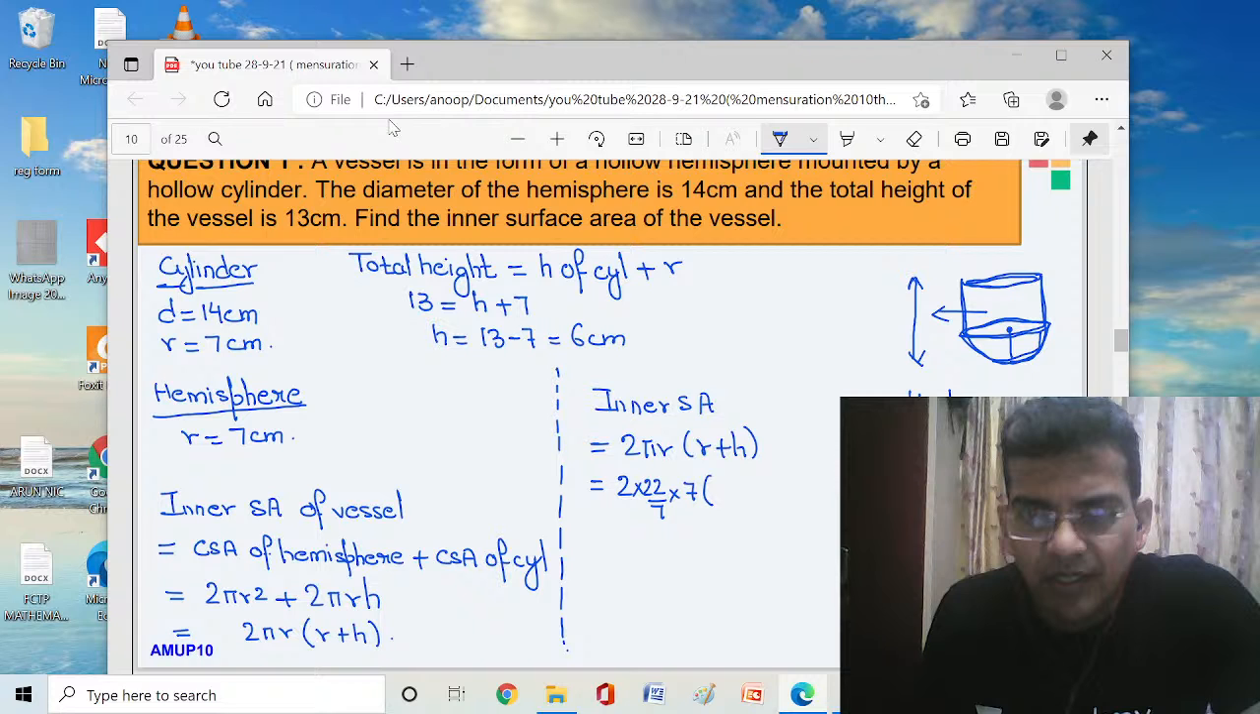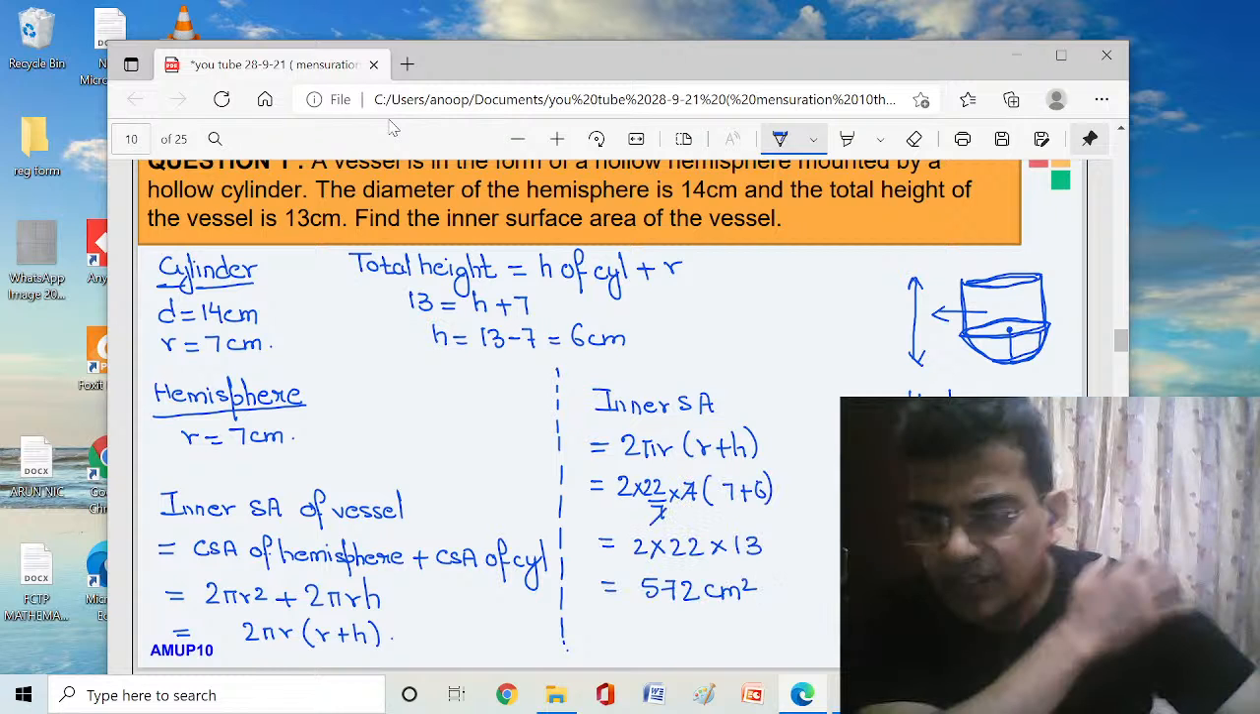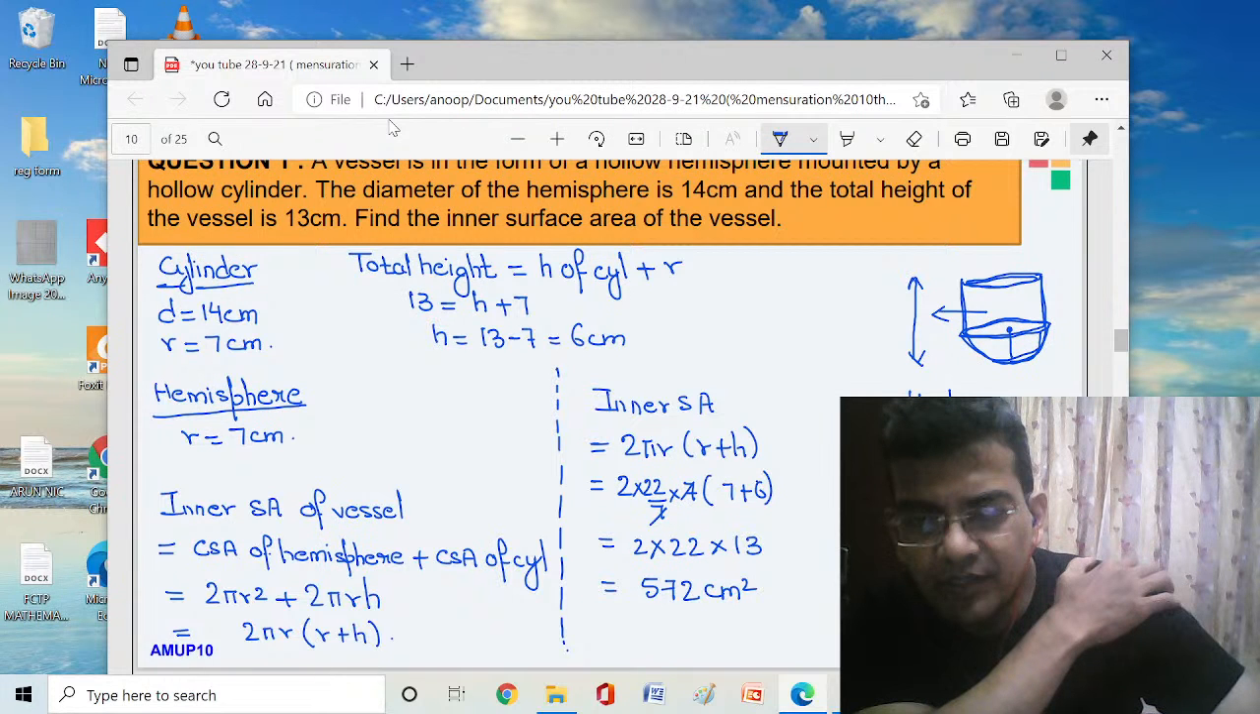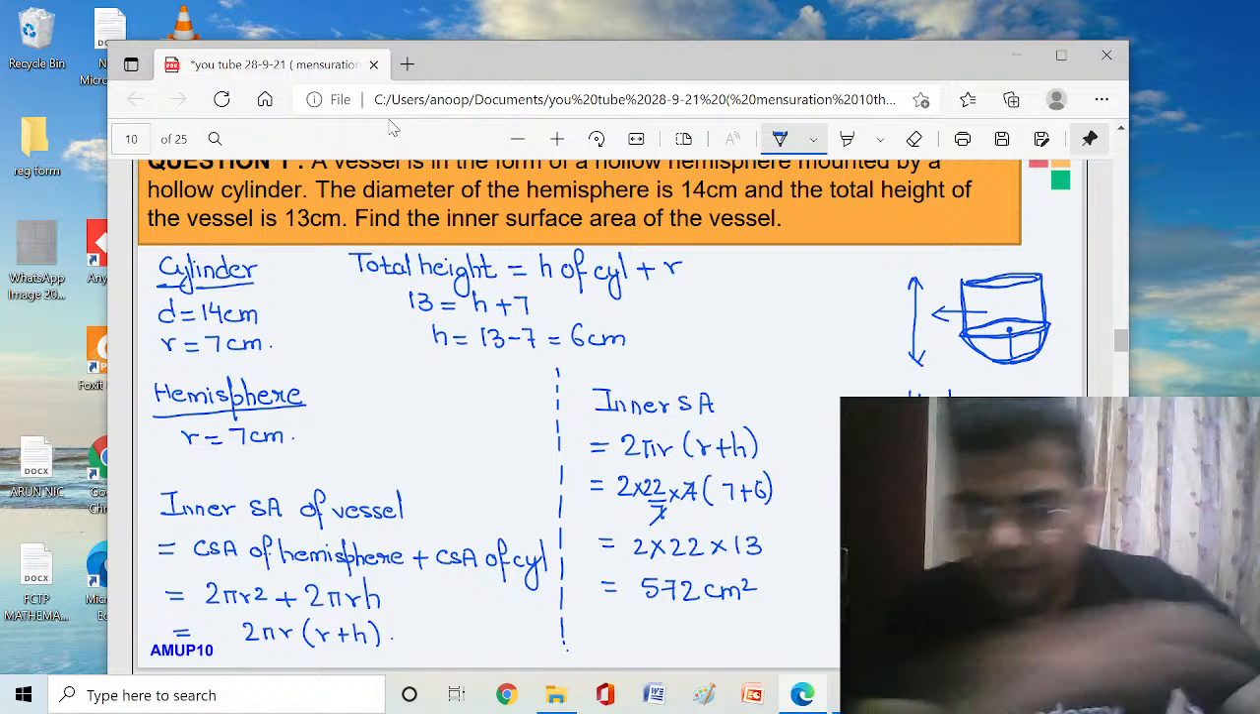So 572 centimeters square. So this will be the inner surface area. You see, this is clear to you.